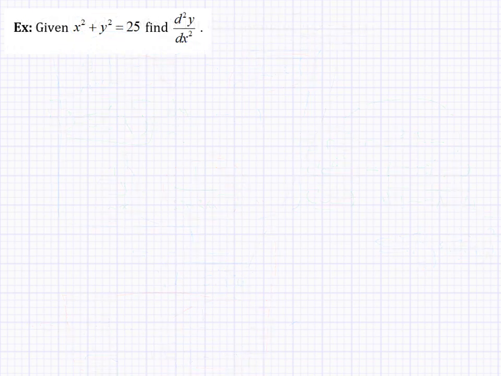All right, so here's a question. Doesn't look too different than one we did earlier. As far as the equation goes, x squared plus y squared equals 25 is, instead of a unit circle, a radius 5 circle centered at the origin. But the big difference here is right here. That's asking us to find the second derivative. In order to find the second derivative, we have to find the first derivative. And so let's start there.